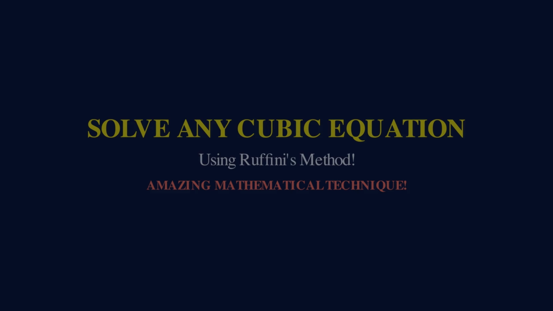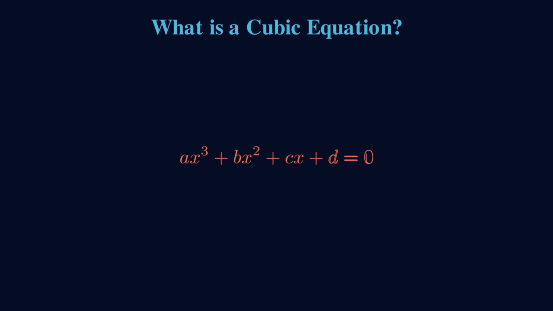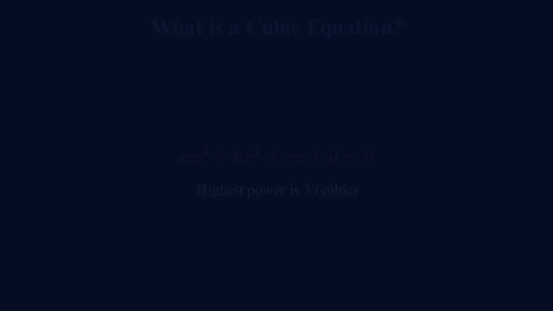First, let's understand what we're dealing with. A cubic equation has the general form ax cubed plus bx squared plus cx plus d equals 0. The key feature is that the highest power of x is 3, which is why we call it cubic. These equations can look intimidating, but with Ruffini's method, they become surprisingly manageable.